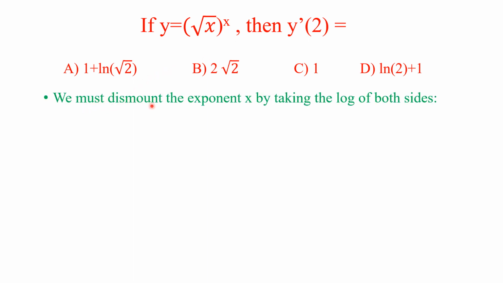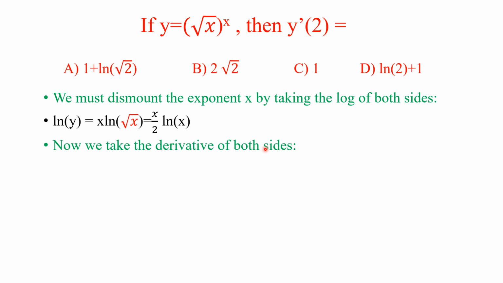We must dismount the exponent x by taking the log of both sides. Anytime the exponent is a variable, it's always recommended we use ln on both sides. So let's go ahead and do so. Ln of y equals x ln of square root of x, which is equal to x over 2 ln of x. Why? Because square root of x is x to the power half, and we took the half outside.